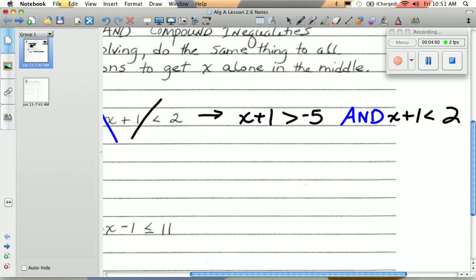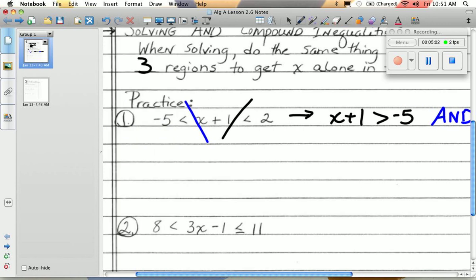So you have two ways to do this. You can separate it into the two simple inequalities and solve each of them separate of each other. Or, as I suggested, we're going to work with the 3 regions. Here's a region right here, here's a region right here, and here's a region right here. Here's our 2 inequality symbols, right? We have 2 inequality symbols because we have 2 simple inequalities combined into 1. So we have 3 regions.